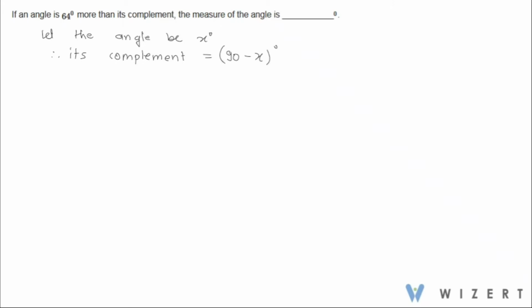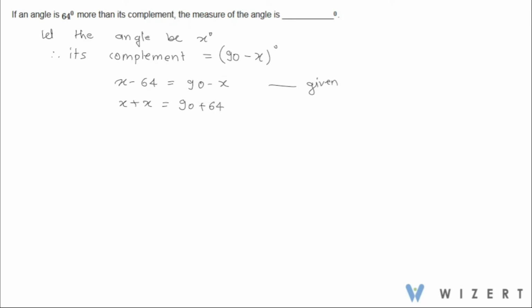We are given that this angle is 64 degrees more than its complement. Therefore, x minus 64 is equal to 90 minus x. This is given. So, x plus x equal to 90 plus 64. This x goes over here, changes its sign. The 64 goes over here, changes its sign.